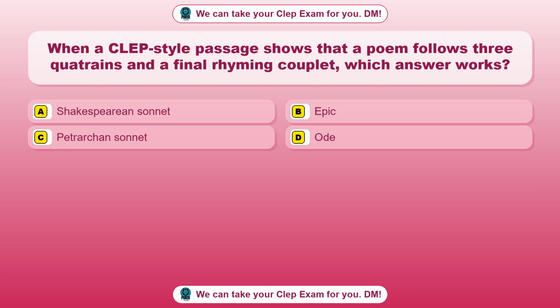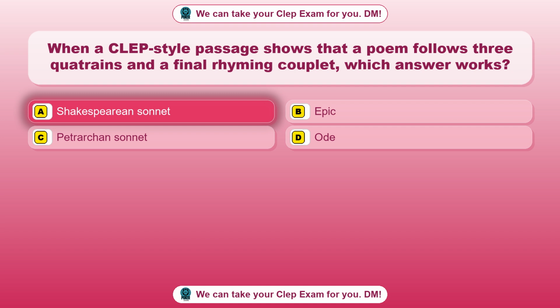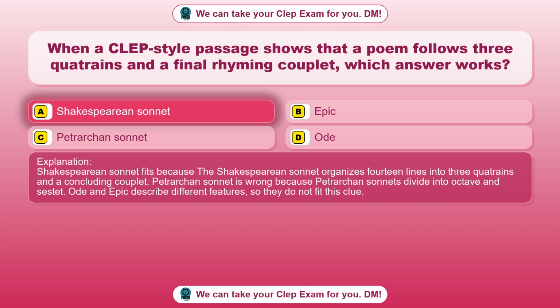Question 77. When a CLEP-style passage shows that a poem follows 3 quatrains and a final rhyming couplet, which answer works? Option A, Shakespearean sonnet. Option B, Epic. Option C, Petrarchan sonnet. Option D, Ode. The correct answer is option A, Shakespearean sonnet. Shakespearean sonnet fits because the Shakespearean sonnet organizes 14 lines into 3 quatrains and a concluding couplet.